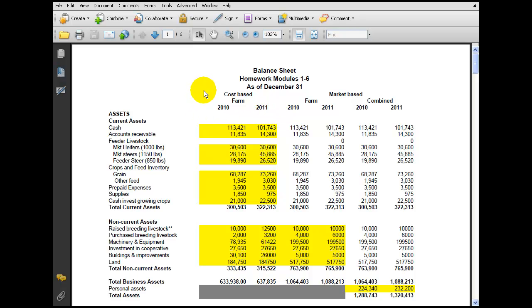And then the other thing that we have here is some of them are cost-based, and we'll get into how your assets are valued, and some of them are market-based, and then we can just do it for just the farm, or we can add the personal assets in there.